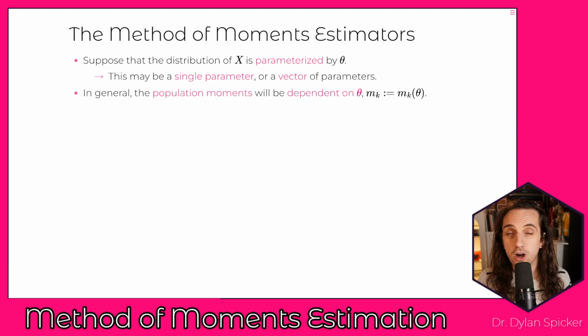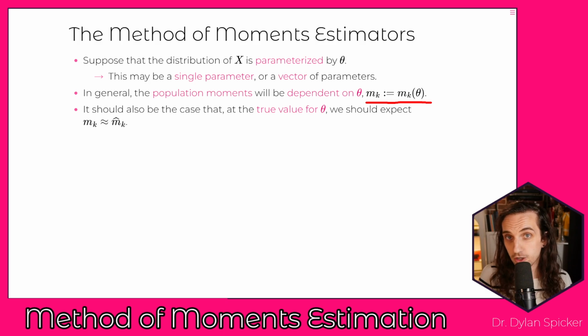Then in general, all of the population moments, or most of the population moments, are going to be dependent on theta. That is to say, we can treat m_k as a function of theta. And so once we know what the form is, that form is going to depend on the value of theta. Now, it should also be the case that if we knew the true value of theta, then we would expect that the population moments that come from that are going to be approximately the same as our sample moments. And of course, the larger our sample, the closer this approximation should be, but they should at least be close to one another.